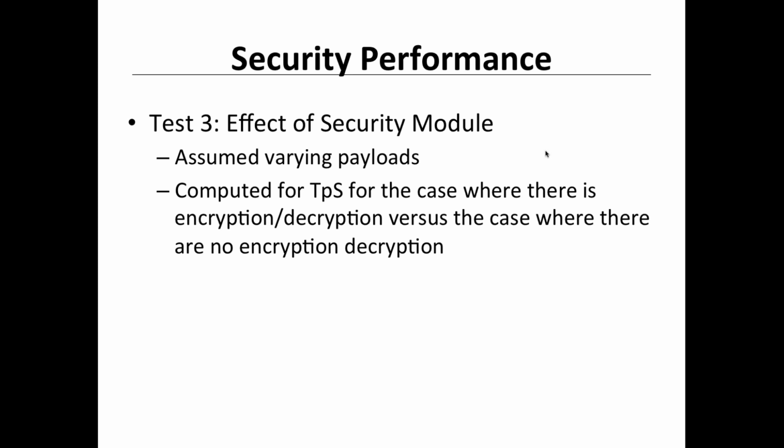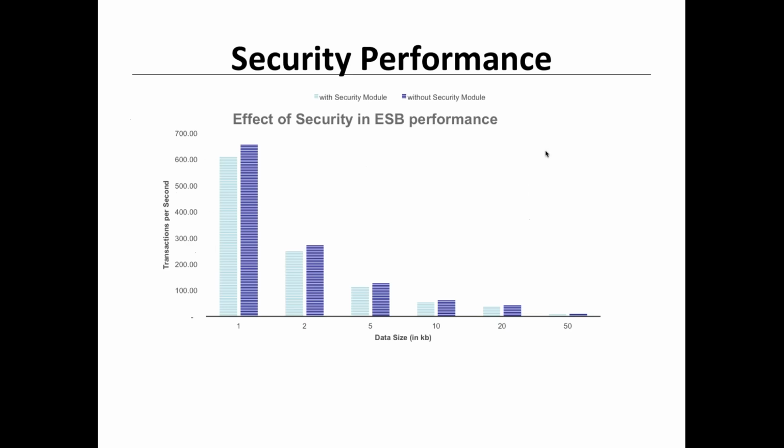Next, we also wanted to know the effect of the security module. So here, we assume varying payload, so the different sizes, and we computed the transaction time for the case where there is encryption or decryption versus the case where there is no encryption or decryption. We wanted to know what is the overhead of the security module in an ESB. So this is the result. Well, the general pattern, of course, is the larger the payload size, the lower the number of transactions per second. So we were able to conclude it during the earlier experiment.